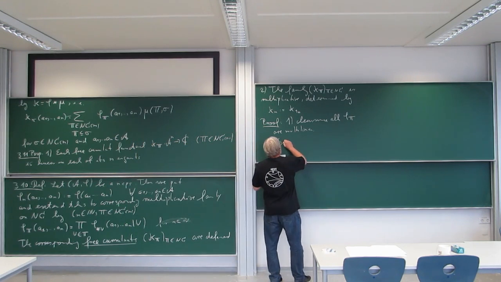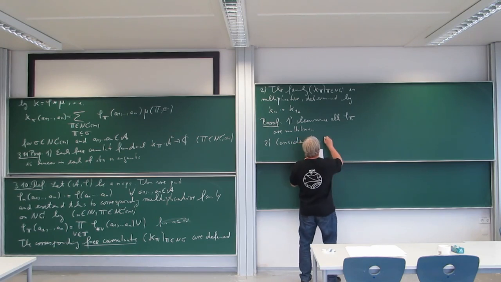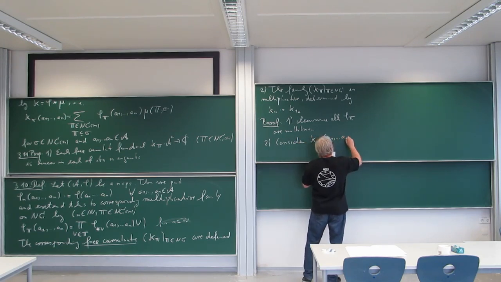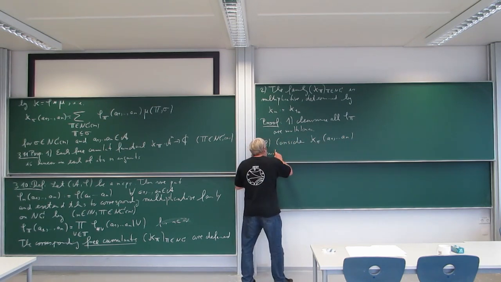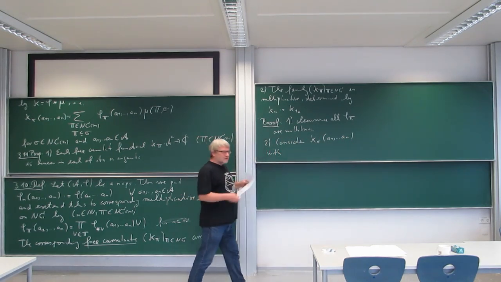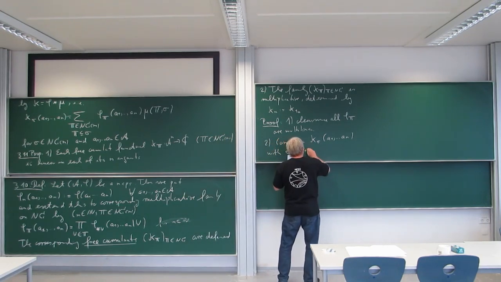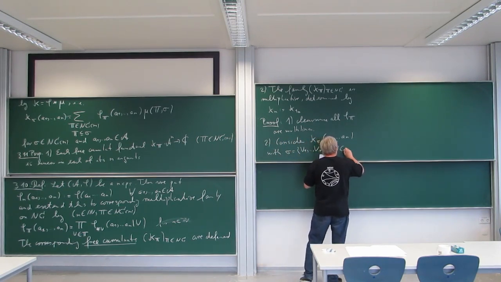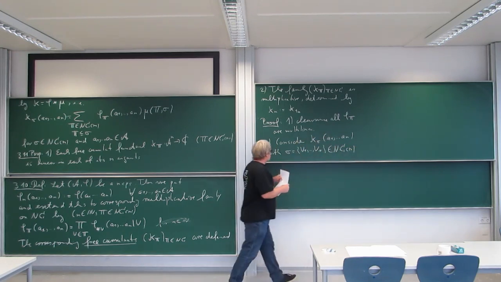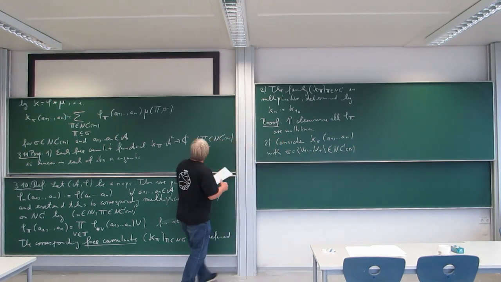So let us consider such a kappa sigma. Let's say kappa sigma of A1 up to An. And the sigma, we should write down blocks explicitly because we want to see the decomposition into blocks. So sigma, let's say, is of the form: it has blocks V1 up to VR. This is a non-crossing partition of n elements. So sigma has R blocks, which we denote by V1 up to VR.